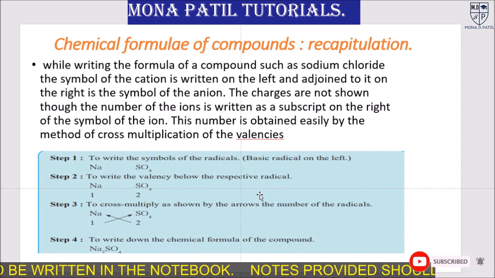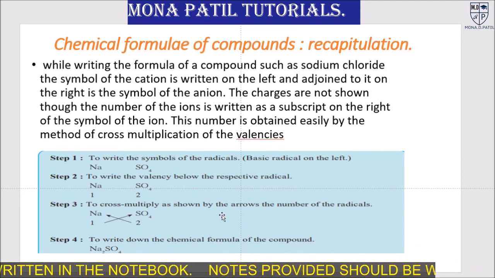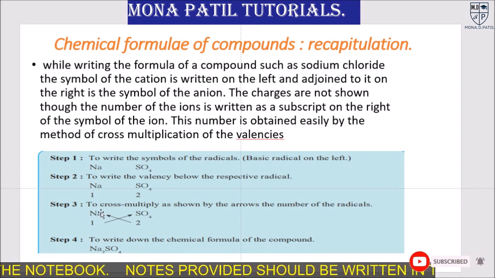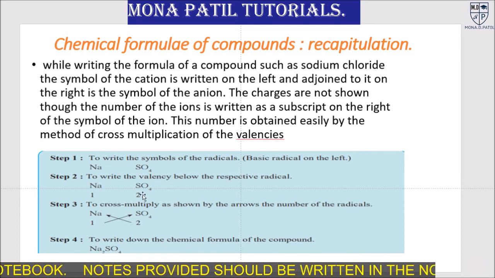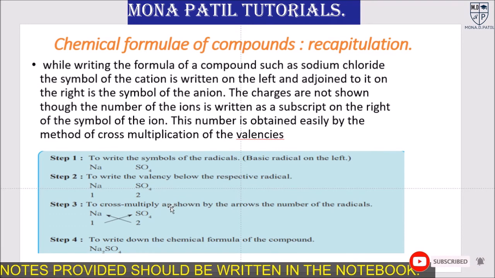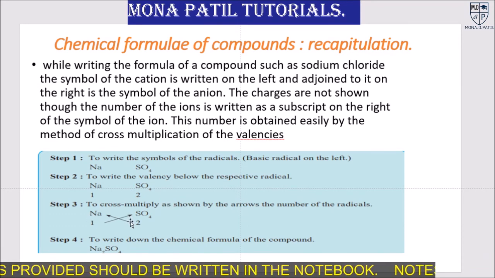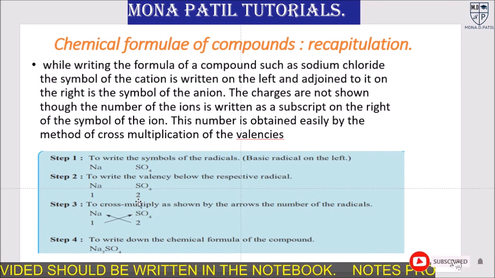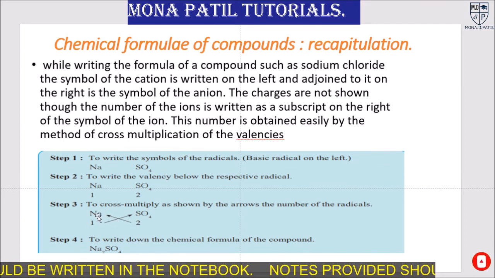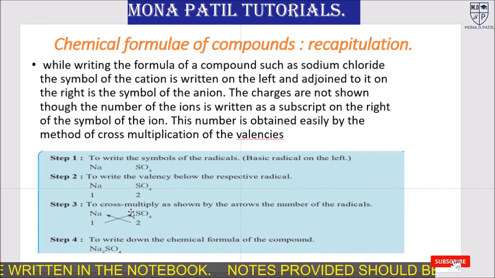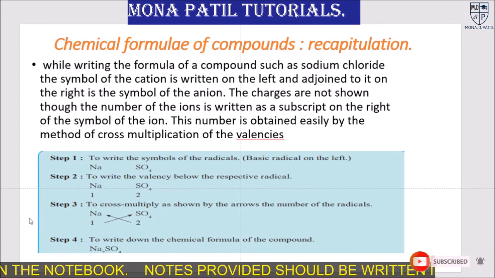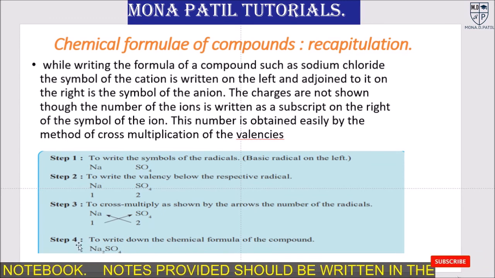First, write the symbol of radicals, basic radical on the left. Okay, sodium and sulfate. Step 2, write the valencies below the respective radicals. Sodium valency 1, sulfate valency 2. Step 3, cross multiply as shown by the arrows, the number of radicals. So it can be crossed. The sulfate valency will be attached to the sodium, meaning Na2. And that of sodium valency will be attached to the sulfate, meaning SO4. Okay, like that. In this way we can write any formula with the help of their valencies.